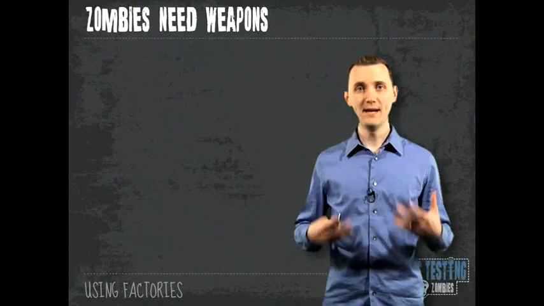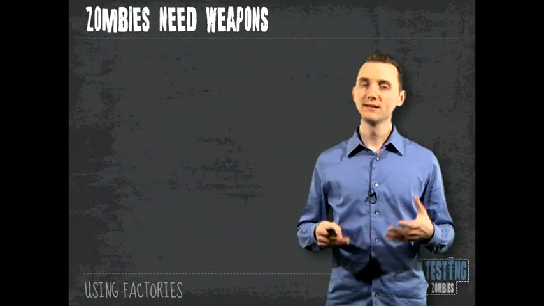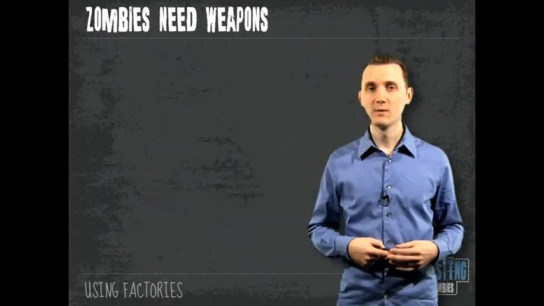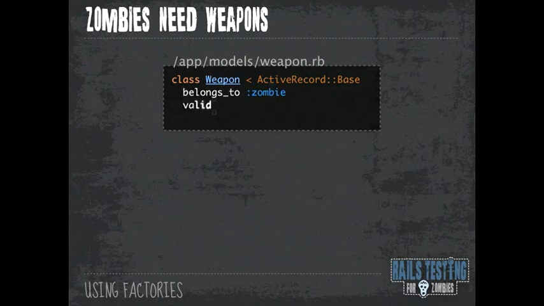So now that we've seen how to make a zombie with a factory, let's look at a case where we need to make an association. So in this case, we're going to introduce a weapon model and say a weapon must always belong to a zombie, right? So we have a belongs to zombie and a validates presence of zombie. So in theory, a weapon can't exist without a zombie.